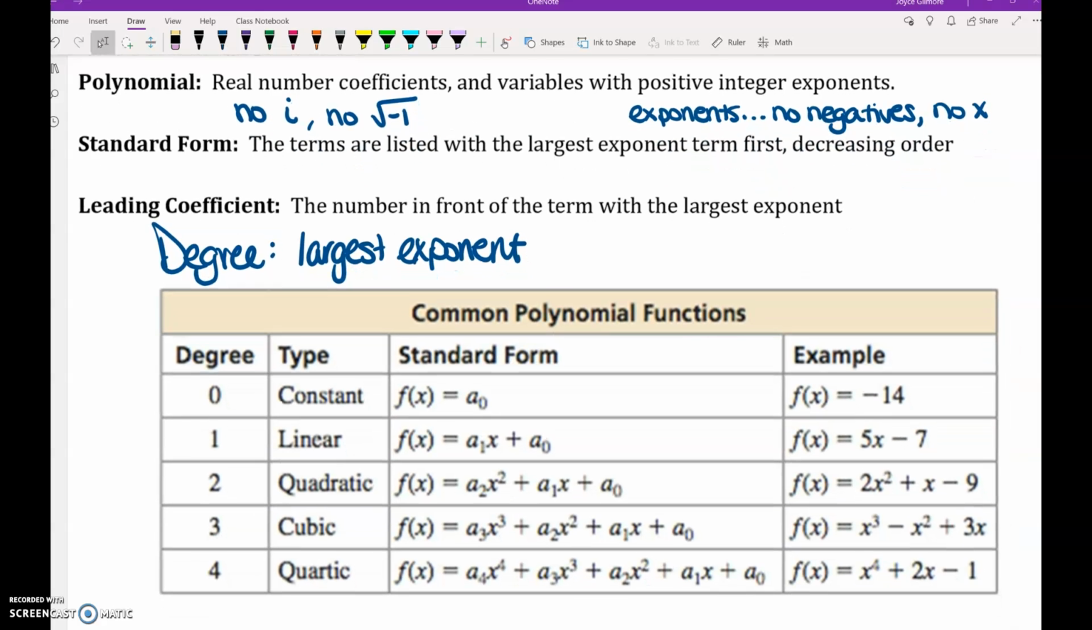In this table, there are some examples of 0-degree polynomials. A 0-degree polynomial basically means that there are 0 x's, so it's just a number, like -14. A first-degree polynomial is a linear. That means there's just a plain x. That x does technically have an exponent of 1. A quadratic has an exponent of 2, a largest exponent of 2. A cubic, the largest exponent is 3. Quartic, the largest exponent is 4.